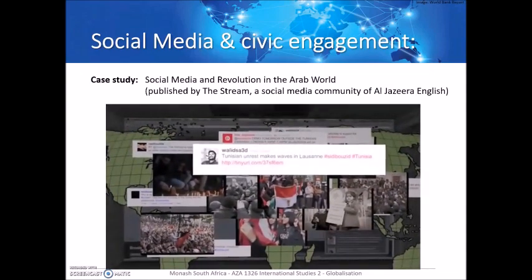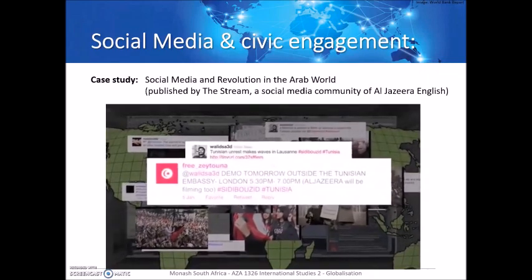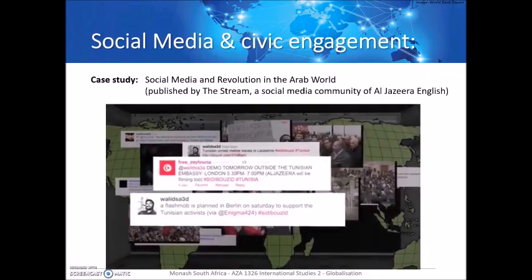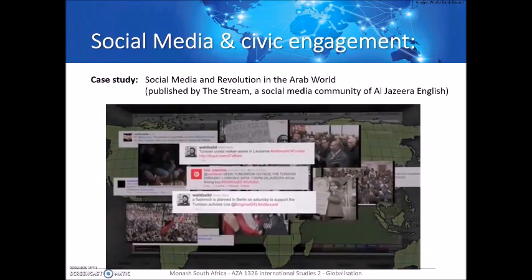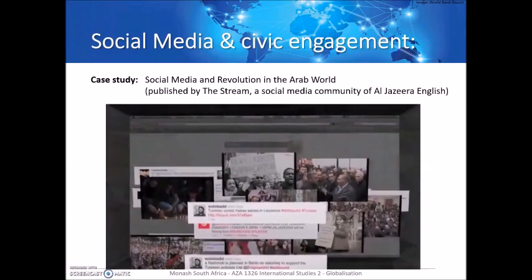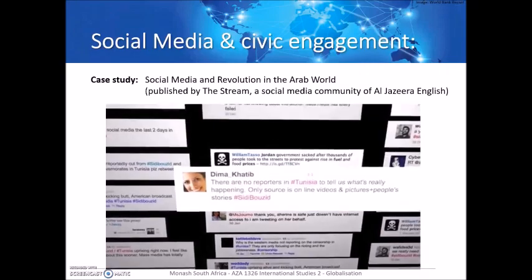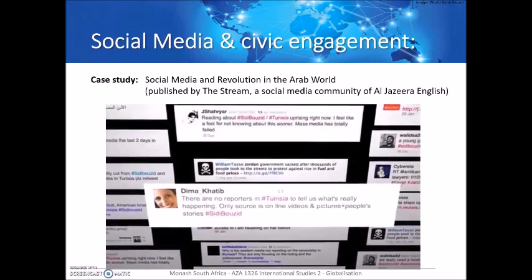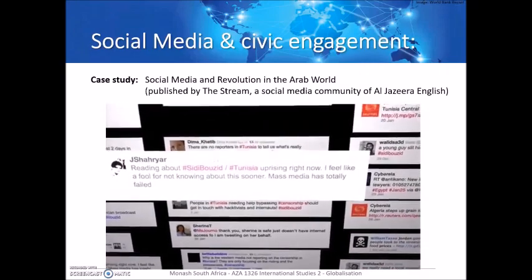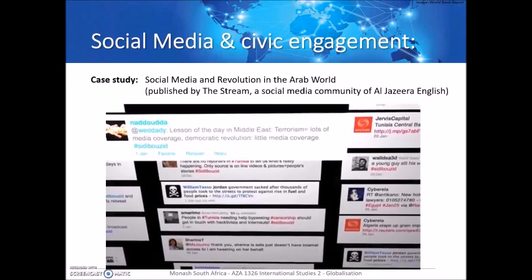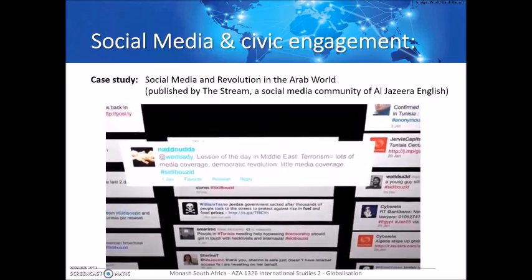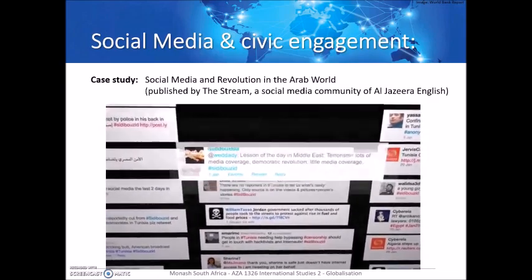Tunisia unrest makes waves in Lausanne. Demonstrations at the Tunisian embassy in London. A flash mob is planned in Berlin on Saturday. The beginning of a revolution was unfolding, and the mainstream media was just beginning to catch up. There are no reporters in Tunisia to tell us what's really happening. Mass media has totally failed. Terrorism equals lots of media coverage. Democratic revolution equals little media coverage.